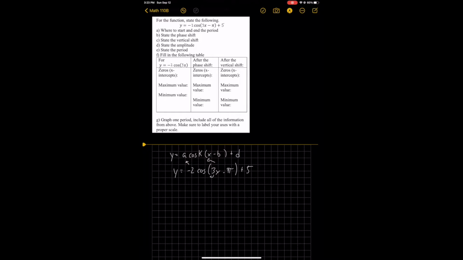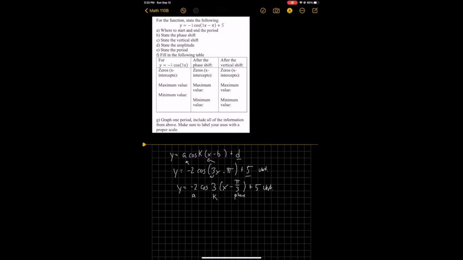And then d, you can use any variable for this, is going to be that plus 5, and that'll be the vertical shift. So y equals -2 cosine. Now we factor that 3 out to get k. And that's going to be x, and then minus pi, but because we factor the 3 out, we have to go pi over 3, so that when it multiplies back in, it would be 3 pi over 3, and that would be correct. And that's going to be the phase shift, and the plus 5 will be the vertical shift.